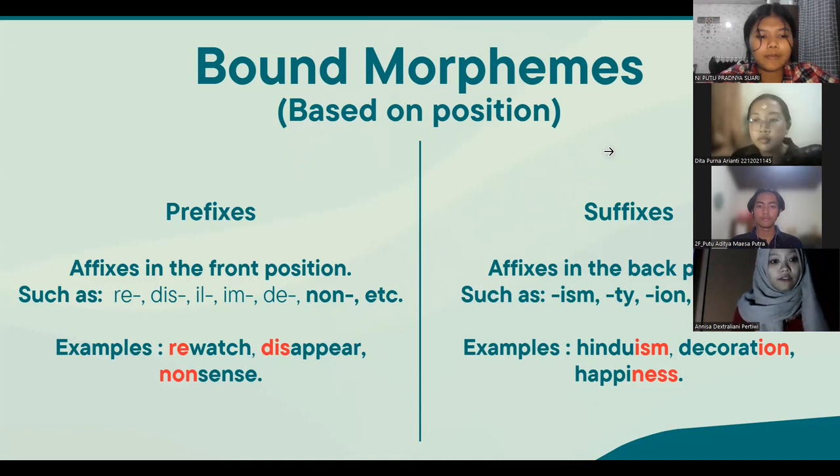And the second is suffixes. Suffixes are affixes in the back position, such as ism, tion, ness, and so on. For example, Hinduism, decoration, or happiness. In the word decoration, decorate is a root word, while tion is a suffix. When the tion is added to the word decorate, the meaning will change. Okay.